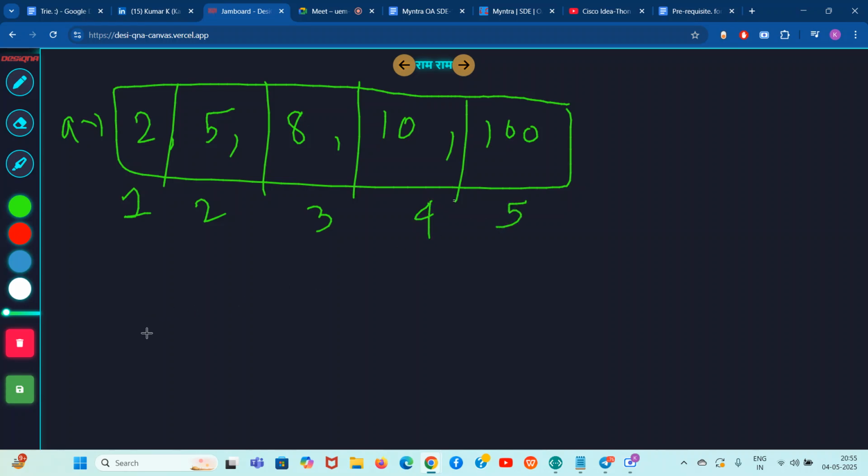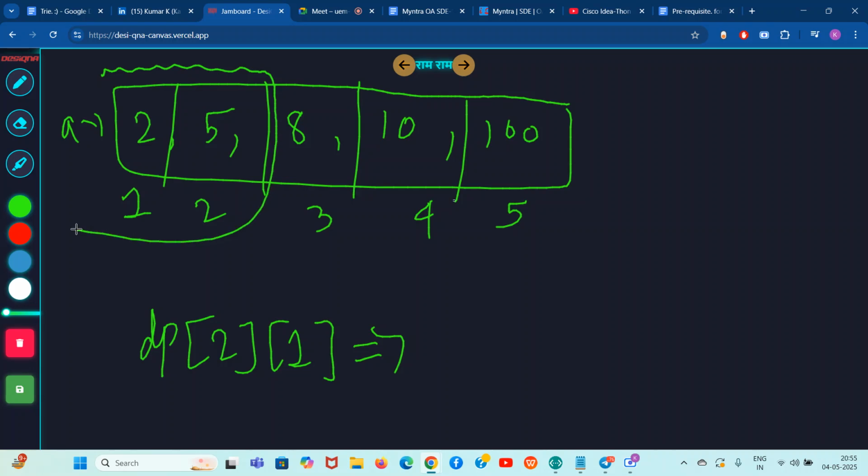Can anyone tell me what is the meaning of dp2 of 1? dp2 of 1 means the best answer for this much part of the array. Do you understand the meaning of dp2? If you consider the first two elements, what is the best answer of putting one food in that?